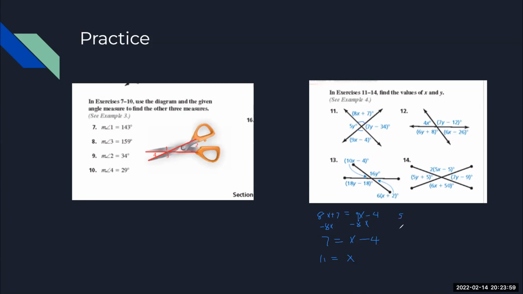Again, 5y is equal to 7y minus 34 because of the vertical angles are congruent theorem. So this time I'm going to add 34 on both sides. So 34 plus 5y is equal to 7y. And then I'm going to subtract 5y on both sides, which gives me 34 is equal to 2y. And y ends up being 17. So for number 11, x equals 11 and y equals 17.